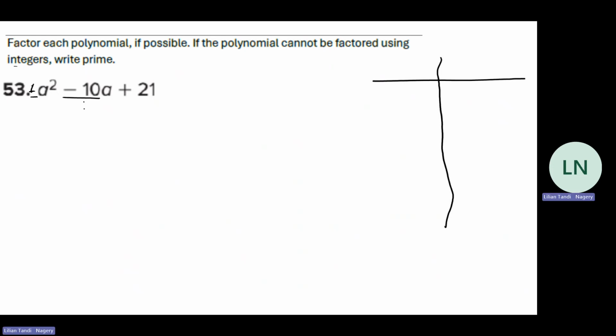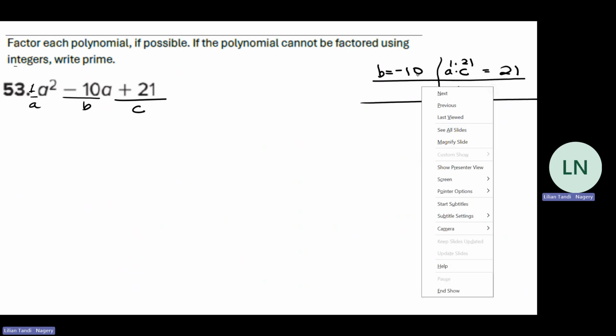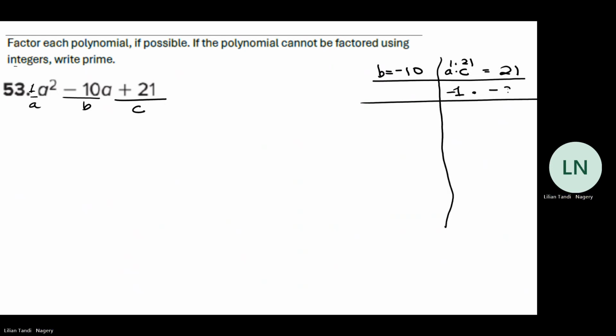B is negative 10 and C is positive 21. A times C is 1 times 21, which gives me 21. Let's find the factors of 21: 1 and 21, but both of them must be negative because B is negative. 2 does not go into 21, so negative 3 times negative 7. Is there another? No, those are the only factors.